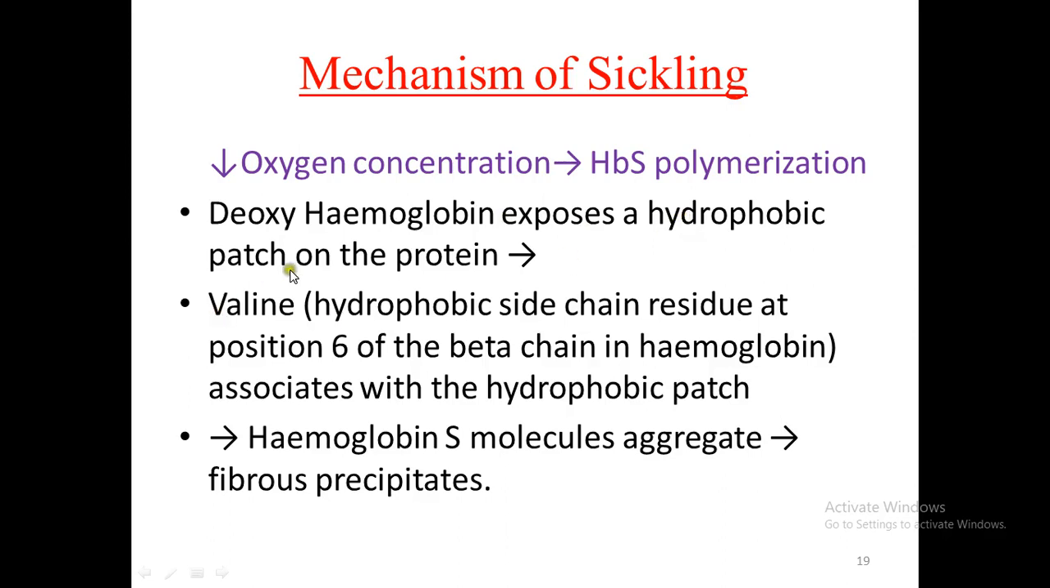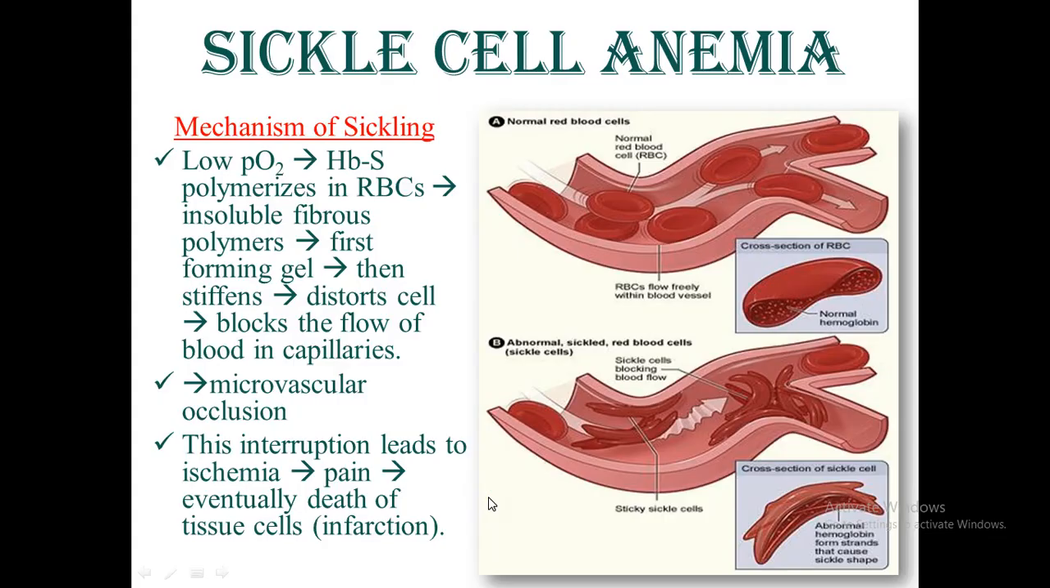Deoxyhemoglobin exposes hydrophobic patches on the globin molecules. Valine, which is the hydrophobic side chain residue at position 6 of the beta chain in hemoglobin, associates with this hydrophobic patch. And so hemoglobin S molecules go on aggregating, forming fibrous precipitates. So at low PO2, low partial pressure of oxygen, hemoglobin S is going to polymerize inside the RBCs, forming insoluble fibrous polymers. First, it is in the form of a gel. It is still soft. Later, it stiffens. And when it stiffens, it distorts the cell into the shape of a sickle.